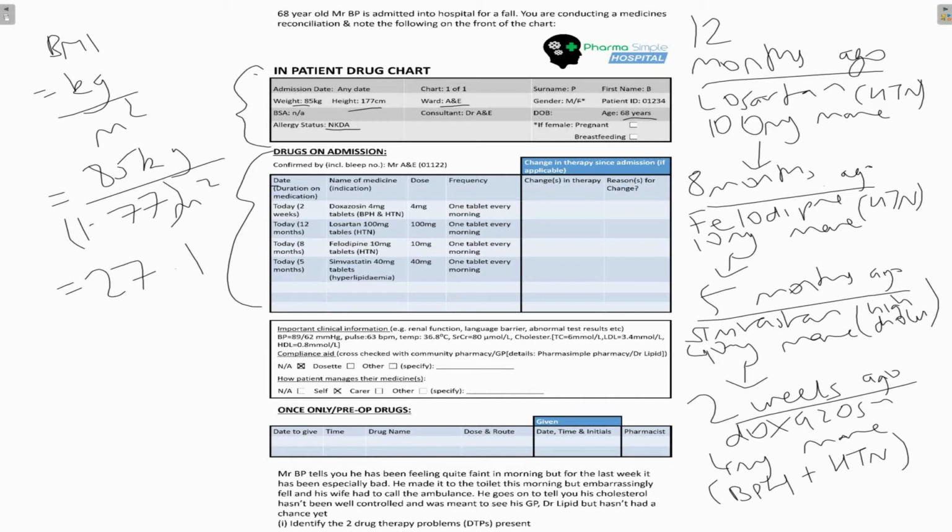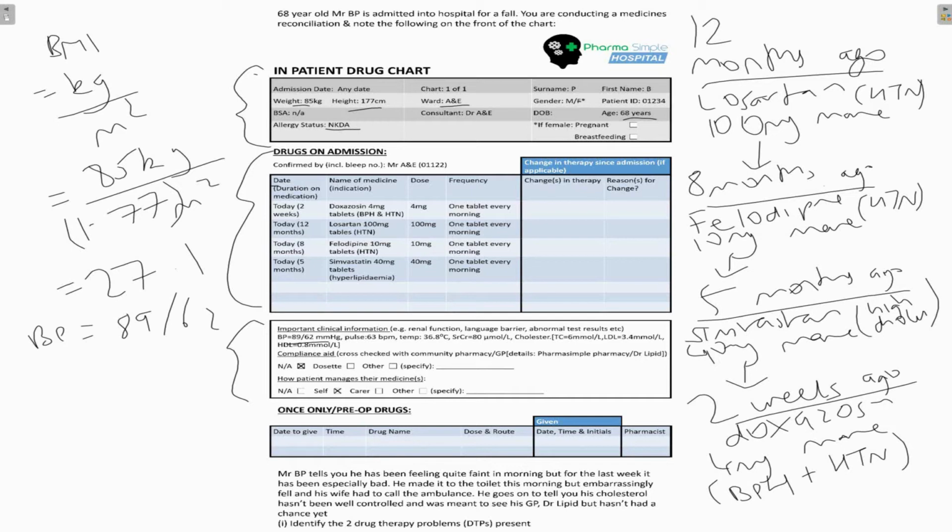Now we need to look at any important clinical information that's been given to us. So that might be any bloods or any vitals. So we've got the blood pressure, which is 89/62. So that's actually quite low. So I'd put that down there. Normally if the systolic's less than 90, or the systolic and diastolic's less than 90/60, then that's quite low, their blood pressure. And they're probably at risk of falls and postural hypotension.